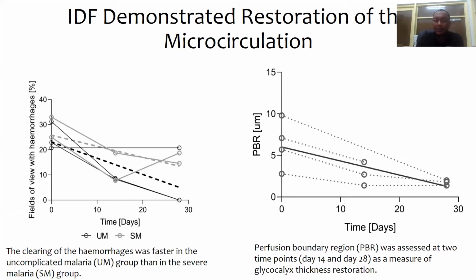This shows the trend of hemorrhages after treatment. We can see, on the dark line, that this is the average lowering of hemorrhages. It was quicker in children with uncomplicated malaria than in children with severe malaria. Meaning that those people who were severely sick took a lot of time to recover from hemorrhages.